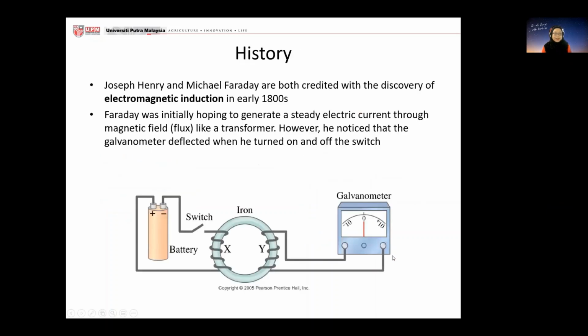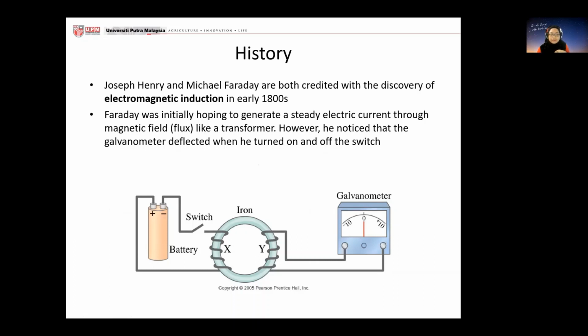Okay, so basically, in the early 1800s, Joseph Henry and Michael Faraday are both credited with the discovery of electromagnetic induction. Okay, so that is the keyword there, electromagnetic induction. And we'll look into that further later on.